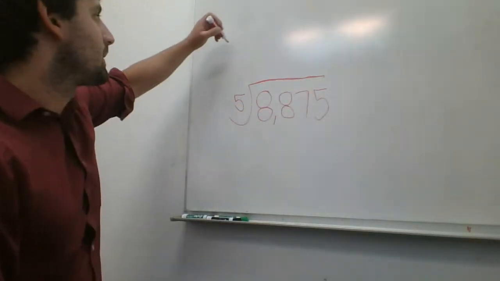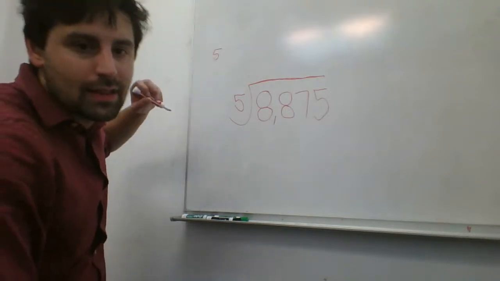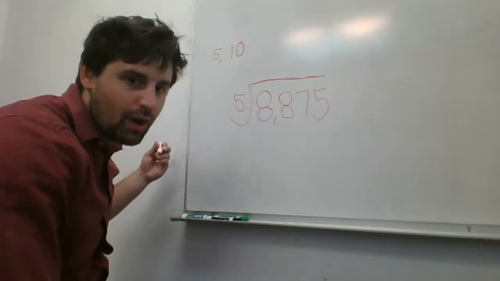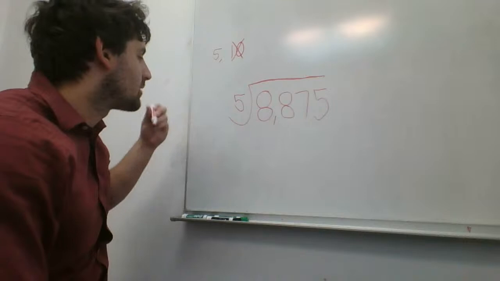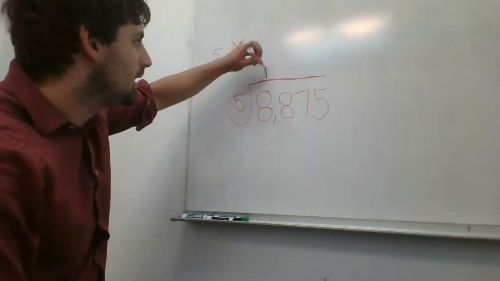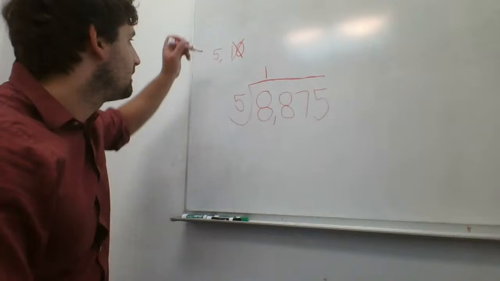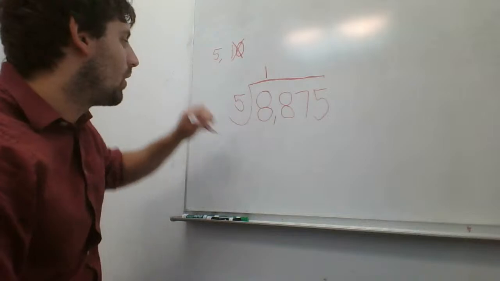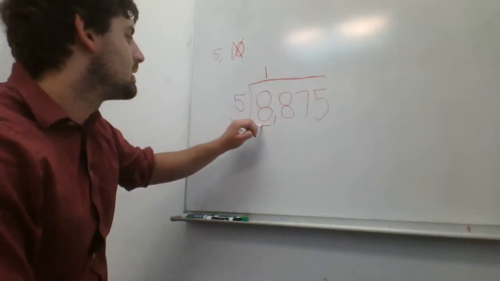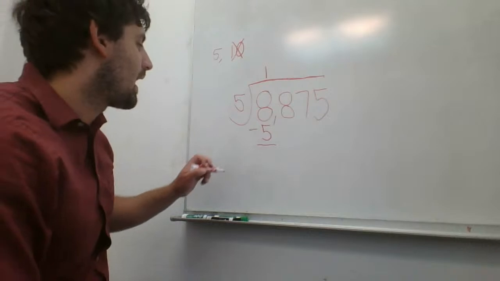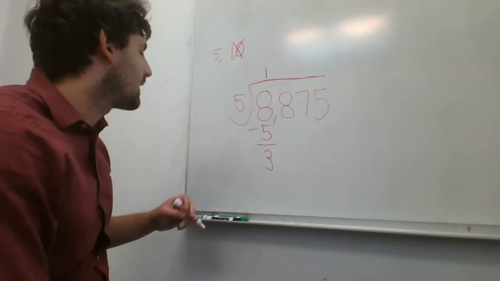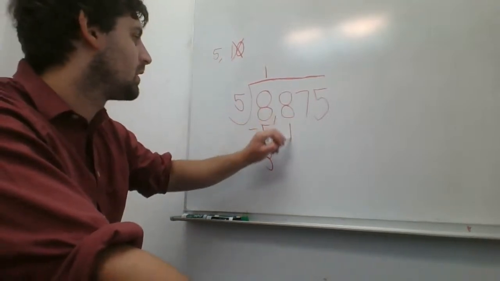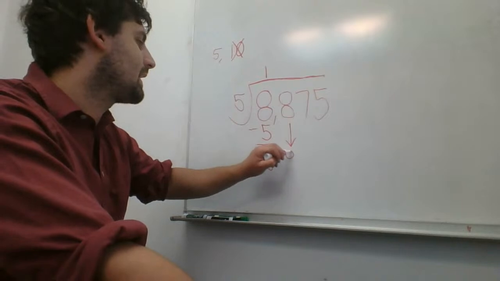So if I skip count, 5, that's 1 group of 5. 10 would be too far, 10's beyond 8. So I was able to get 1 group of 5 within the number 8. 8 divided by 5 equals 1. When I was skip counting by 5s, 5 is as close as I could get to number 8 without going over. So 8 minus 5 equals 3. So we have a remainder of 3 there. Bring down the 8.